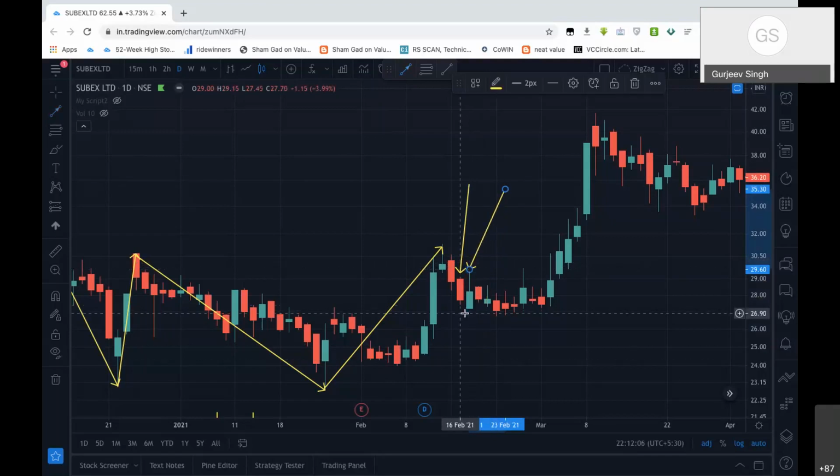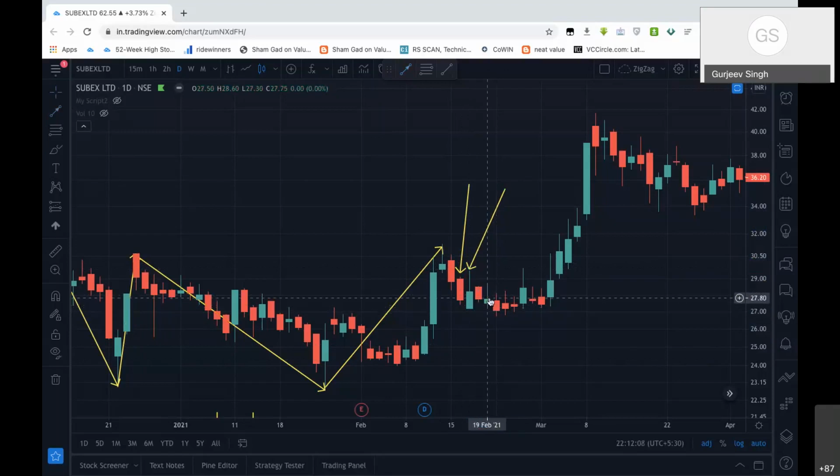This is my inside bar, this is my inside bar. This is my third bar. Okay? Then this is not an inside bar. See, the high over here is 28.10. The high over here is 28.25. This is my fourth bar. This is again my inside bar, and this is my fifth bar.